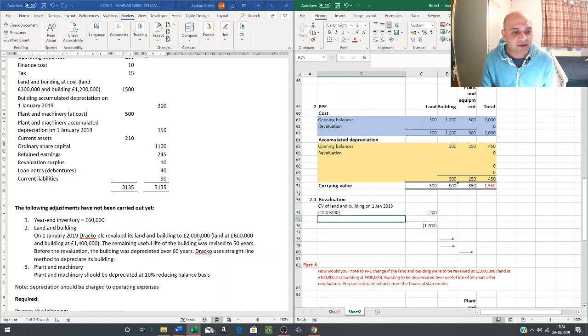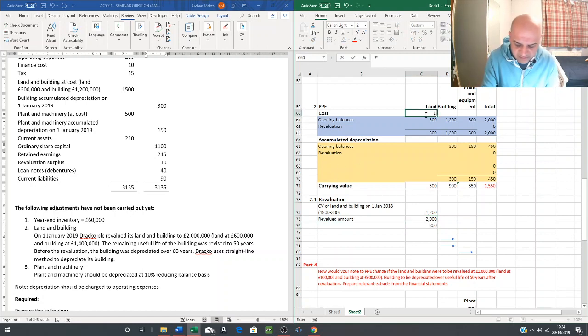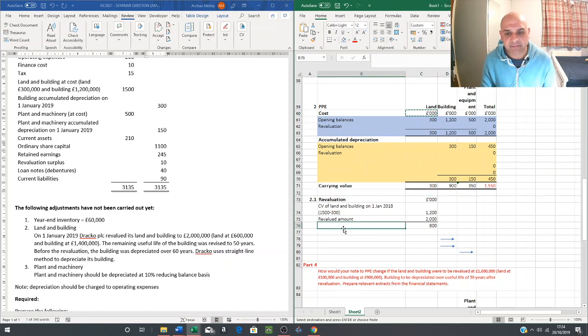What was the revalued amount? Well, it was 2 million, wasn't it? So revalued amount, okay, working in thousands, so rounding up, of course. Okay, so if you want, we can put some zeros on the top so we know. Let's copy and paste, and paste again. Right, okay, so the revaluation gain we can see is 800.